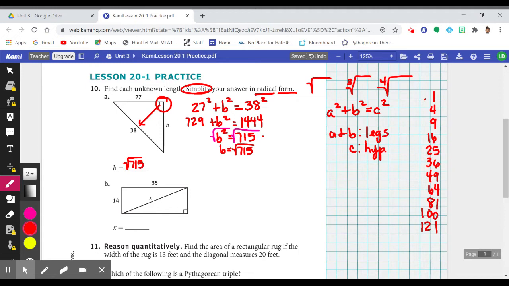Now, could we represent it as a decimal? Sure. But in order to write that decimal on this paper, we'd have to round it. So oftentimes in math, we like the most exact value. We don't want to round. We want to be as exact as possible.